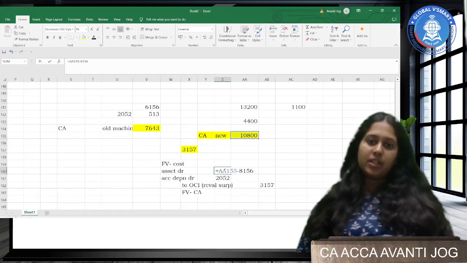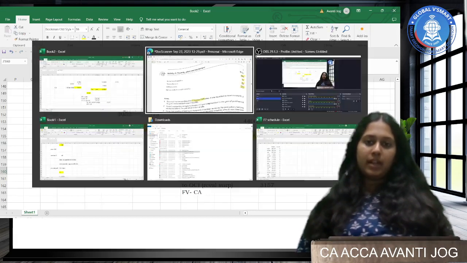Fair value less cost. 10,800 less 8,156.